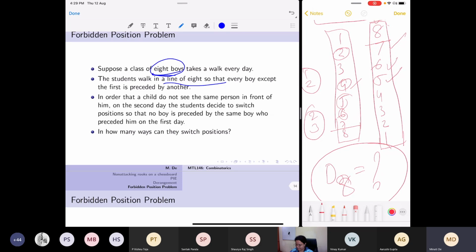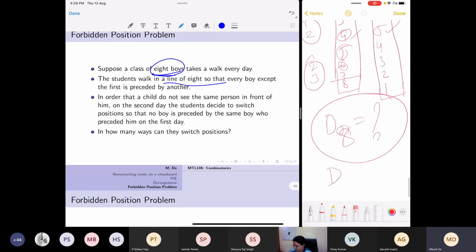D7 plus 7 D6 may be the answer. We can think D7 plus 7 times D6. Okay, why? You need to give a proof. Yes, ma'am, I am giving.